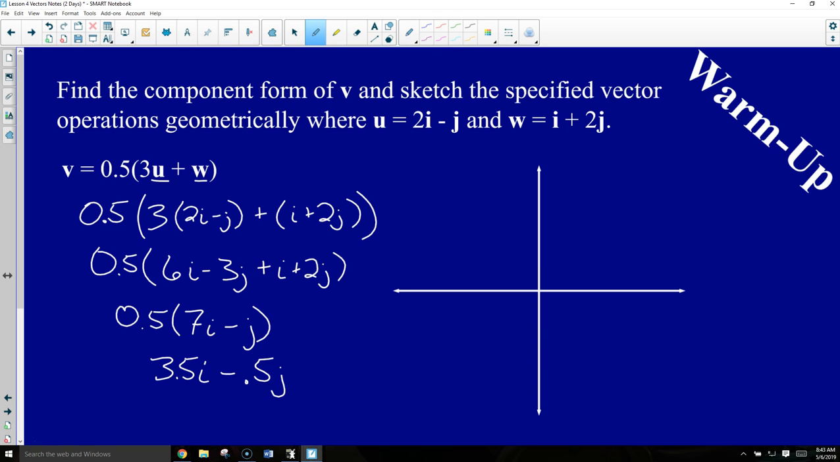So let's see, find the component form. So our component form, remember, is inside of the arrow type brackets, is going to be 3.5 comma negative 0.5.